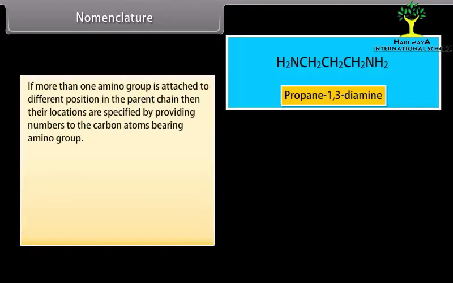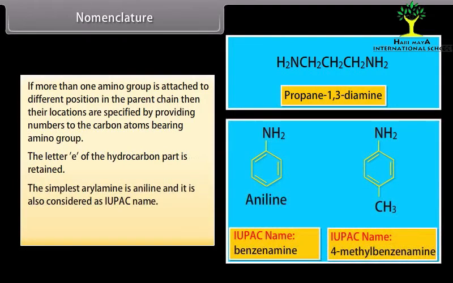If more than one amino group is attached to different positions in the parent chain, then their locations are specified by providing numbers to the carbon atoms bearing amino group. The letter e of the hydrocarbon part is retained. The simplest arylamine is aniline and it is also considered as IUPAC name. In IUPAC system, suffix e of arene is replaced by amine.